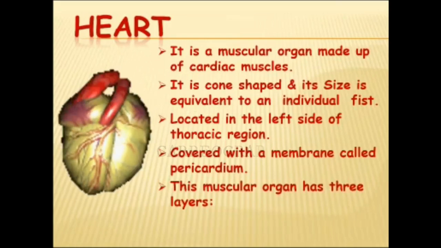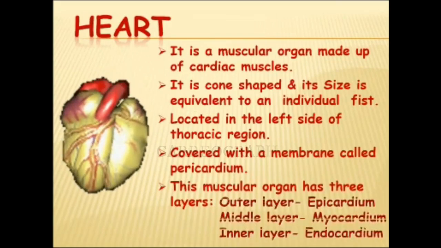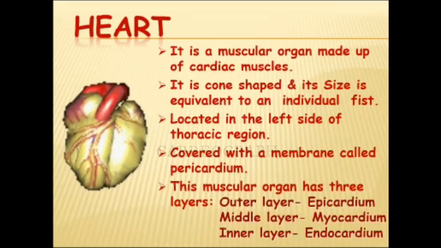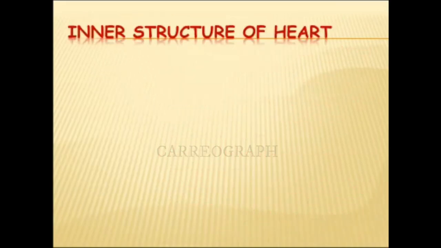This heart is covered with a membrane called pericardium, and this heart, which is a muscular organ, has three layers. The outer layer is called epicardium, the middle layer is called myocardium, and the inner layer is called endocardium. Friends, now we will see the inner structure of heart.